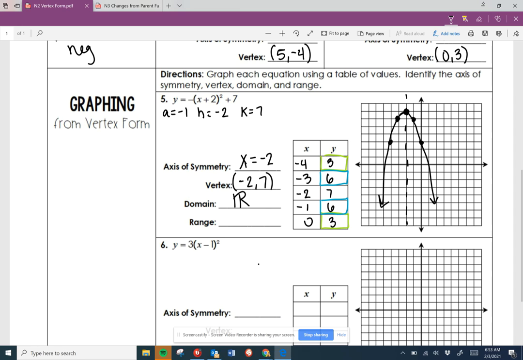The range is always going to start with a y, and it's going to end with the y value of our vertex. Okay, so we have to see, are all of these values less than 7, or do all of these values go above 7? And since our parabola opens down, we can see that they're going to be less than or equal to 7.